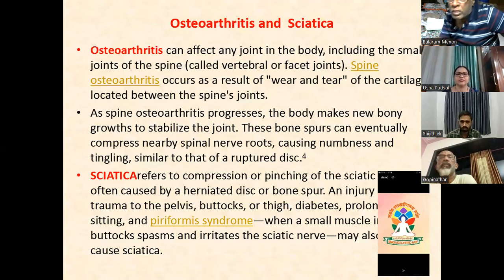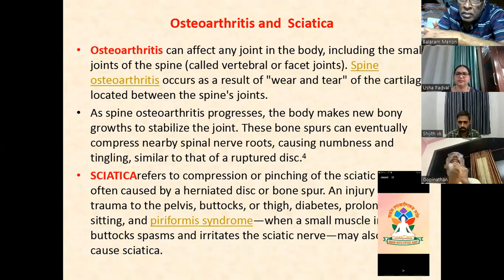Osteoarthritis. When you say arthritis, how many types of arthritis are there? Osteoarthritis is related to the patella, kneecap, and other joints like the elbows. Rheumatoid arthritis is very rare, but osteoarthritis, in the Vata stage of Ayurveda, is more common. I am a chronic patient of osteoarthritis. It is a natural degeneration process.